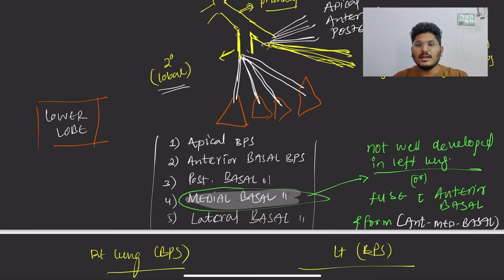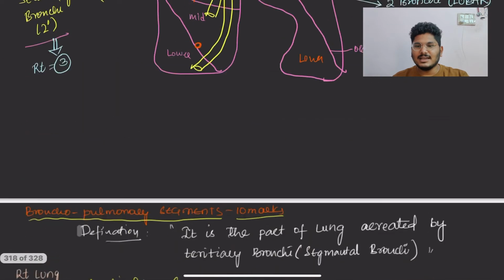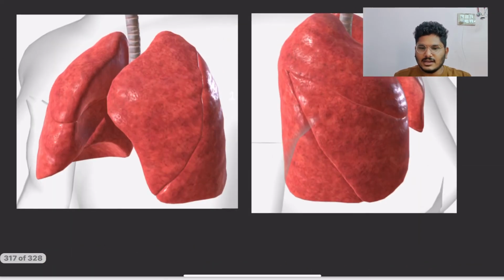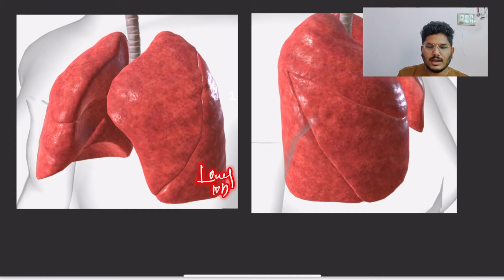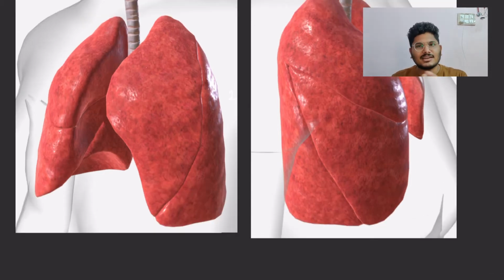But the important thing over here is, in the left lung, where there is a medial basal in the medial region, on the medial surface there is a medial basal segment. Here, this is the lower lobe of the left lung, where inside there should be a medial segment. This medial segment, because of the presence of the heart, is related to the left ventricle.